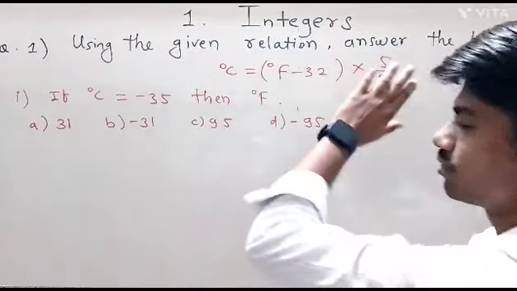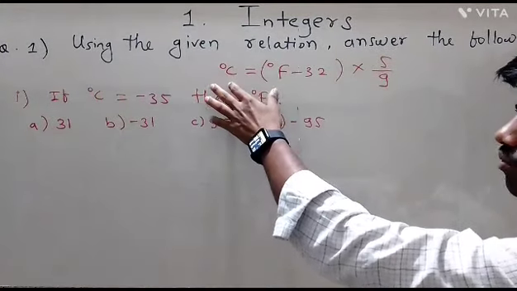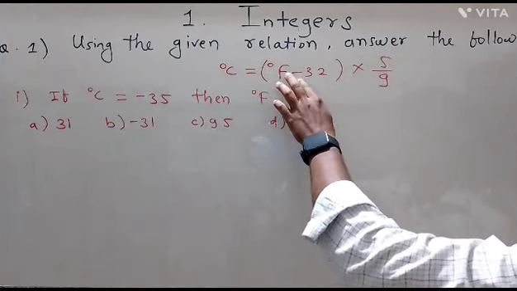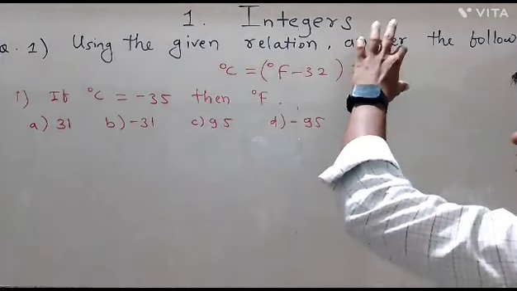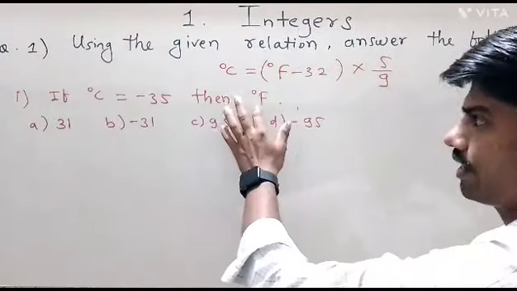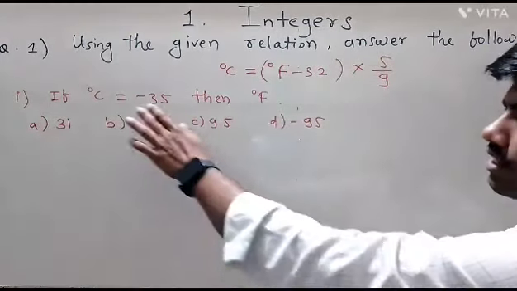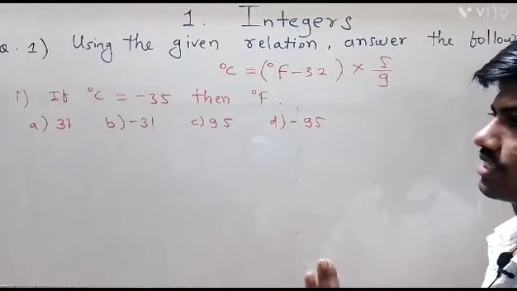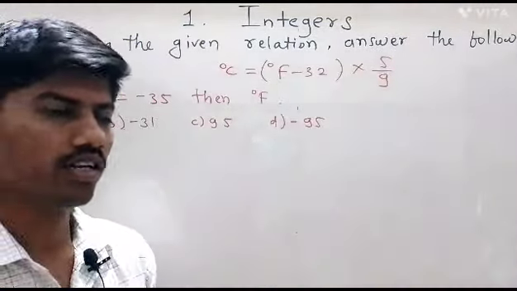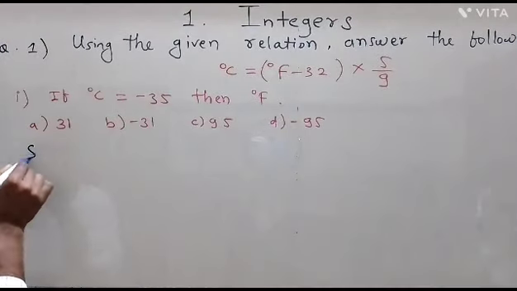The first question gives data and a formula: degree Celsius is equal to, inside the bracket, Fahrenheit minus 32, into 5 by 9. This is the equation, and they are asking to find the value of Fahrenheit if degree Celsius is equal to minus 35. How are we going to find it? Just look at the question. I am solving it as a solution.